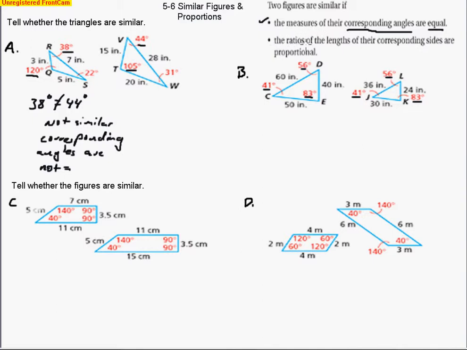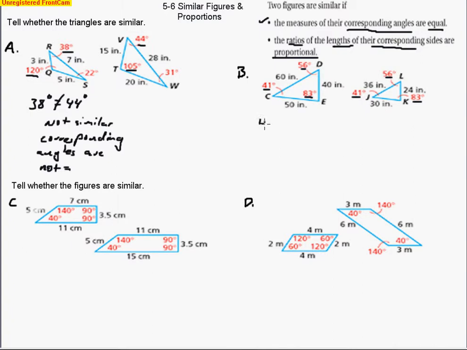The ratios of the lengths of the corresponding sides are proportional. So let's see what that means. The ratios of the lengths of the corresponding sides. Let's take a look at what the corresponding side is. Like here, DE corresponds to LK because those angles are the same: 56 degrees, 83 degrees. 56 degrees, 83 degrees. So this side right here, 40 and 24, should correspond.